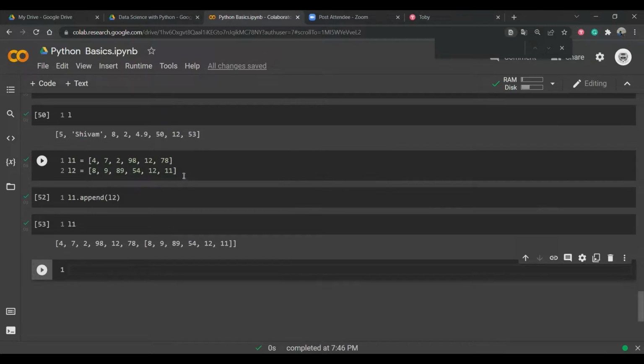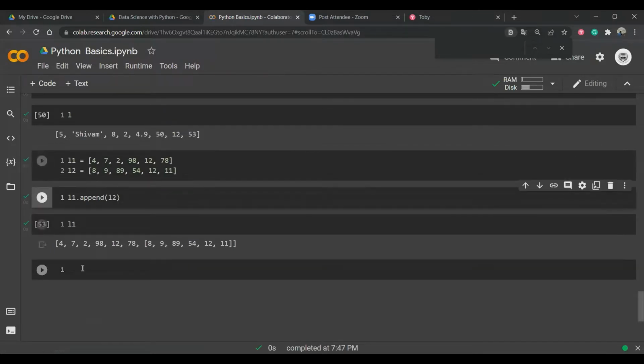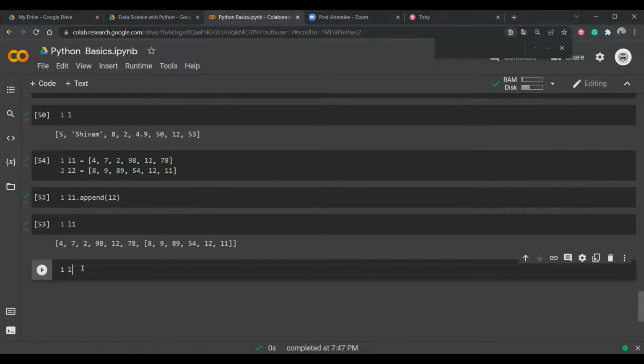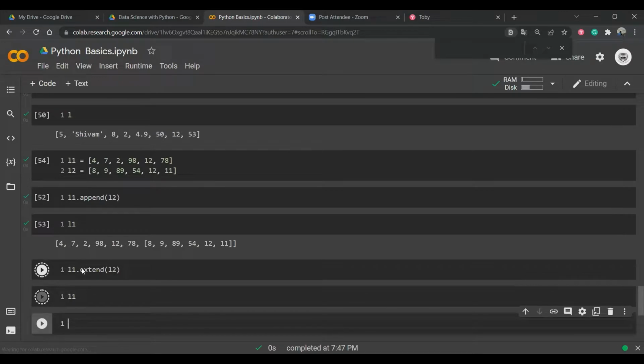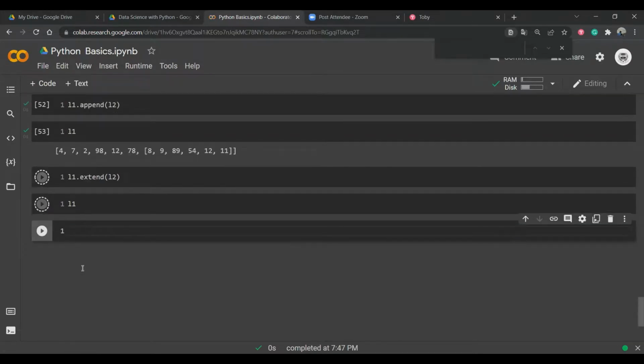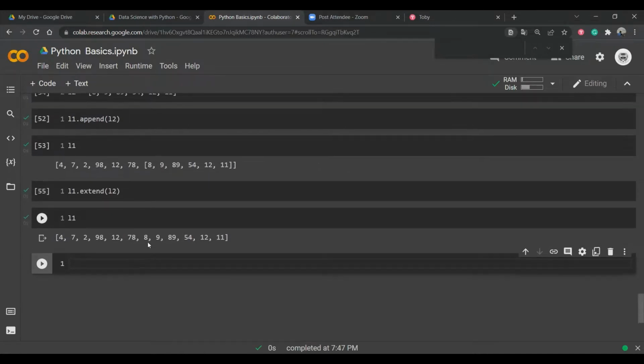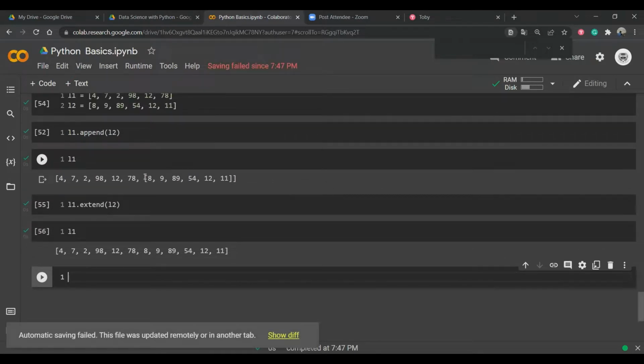Now if I use extend in place of append, with L2, this time you see a different result. My L1 list is extended with the elements of the L2 list. So this is the difference between append and extend. In case of append, a nested list will be created, and in case of extend, no nested list is created.